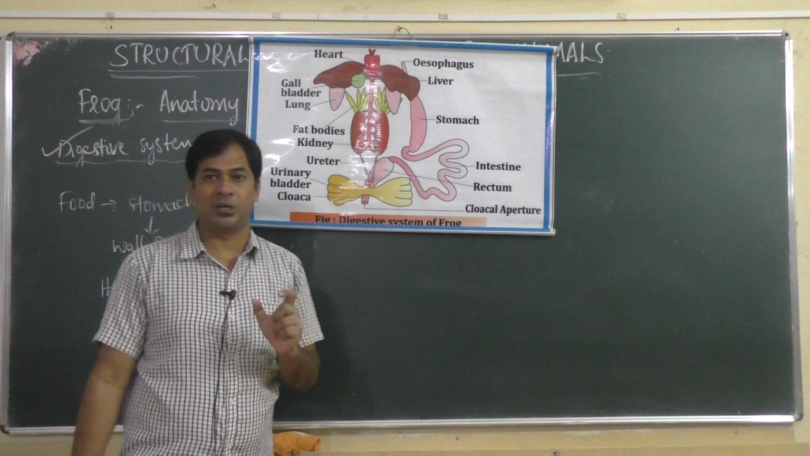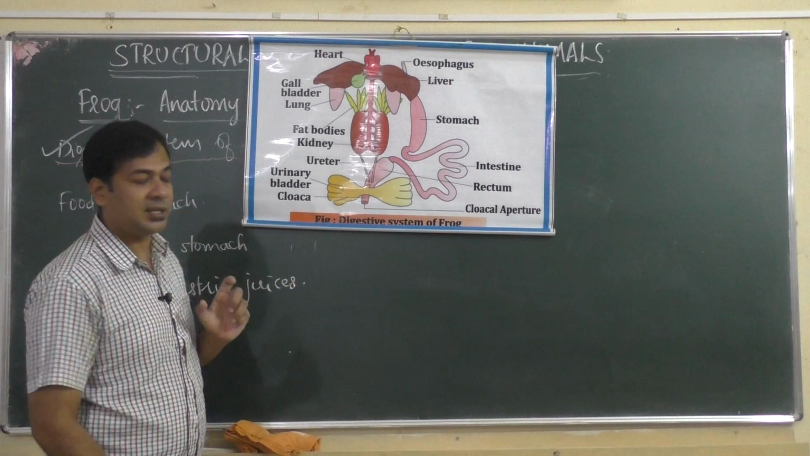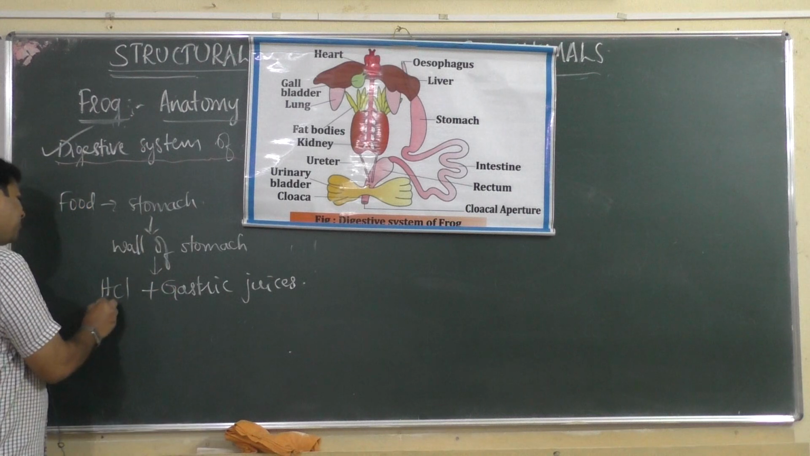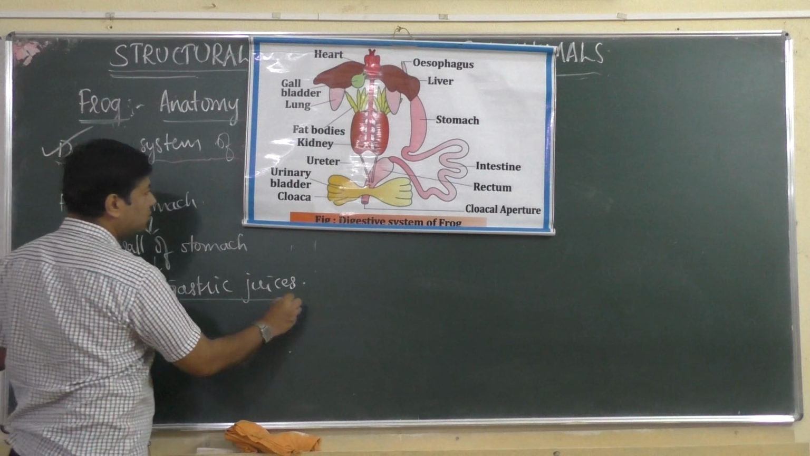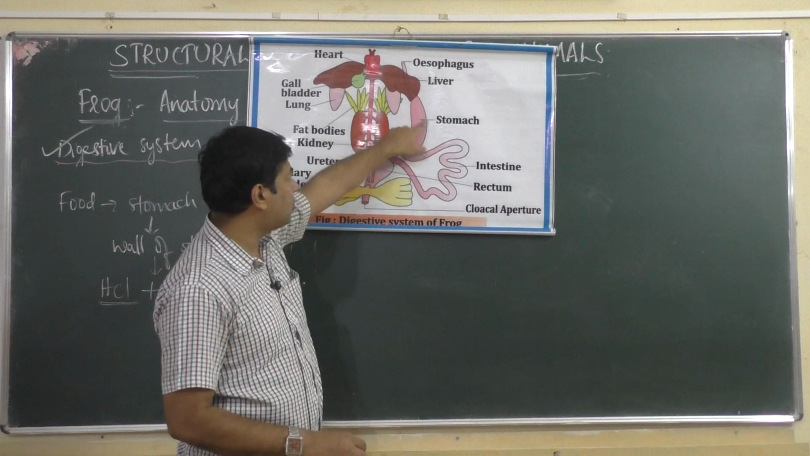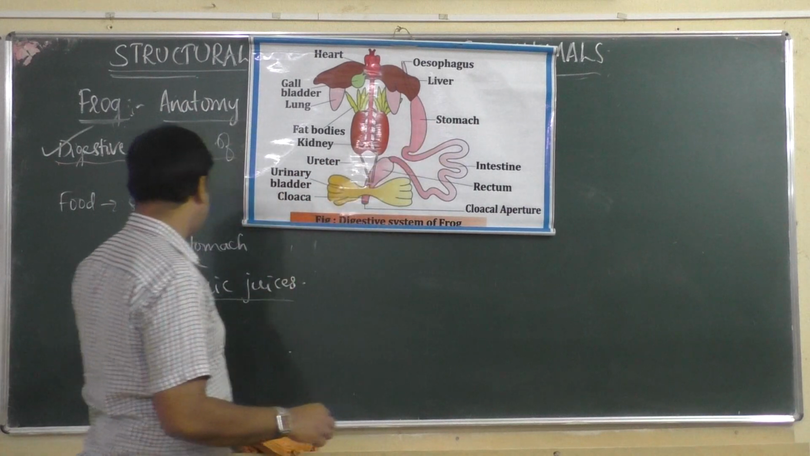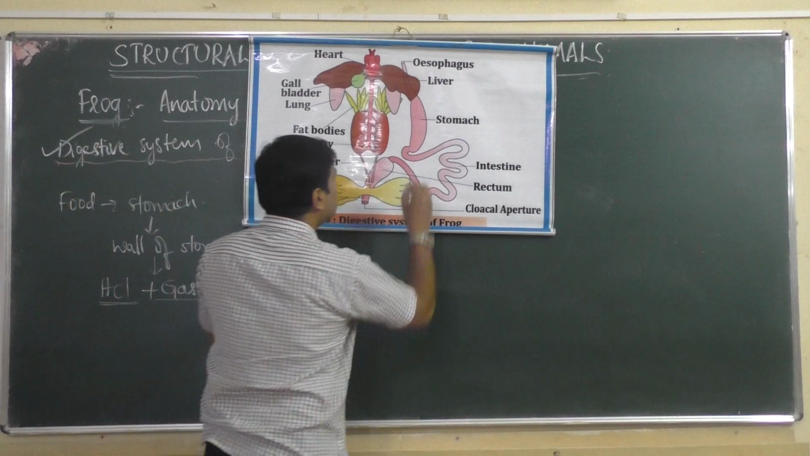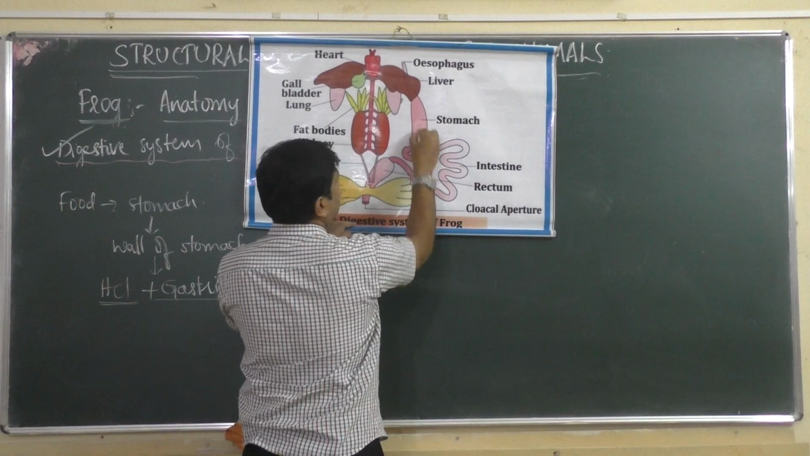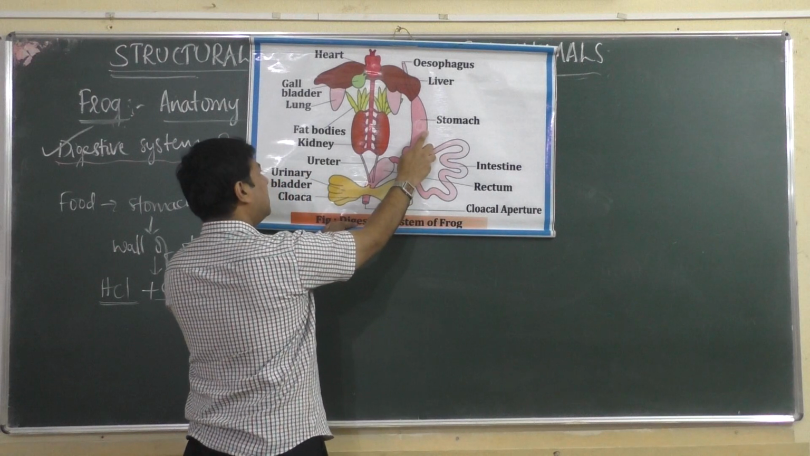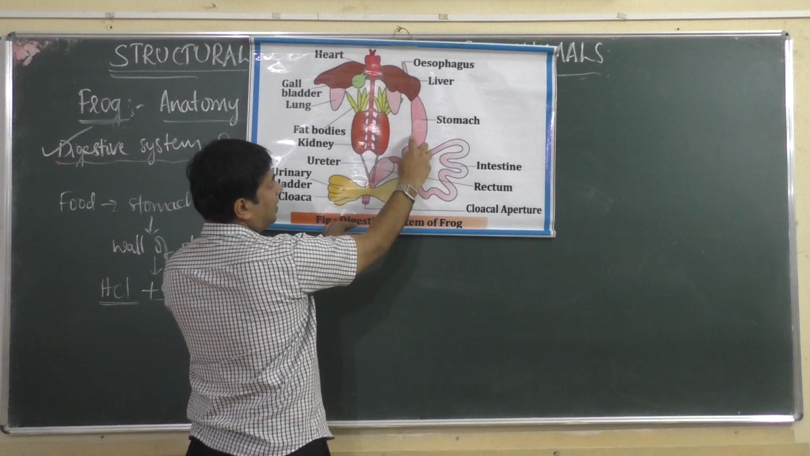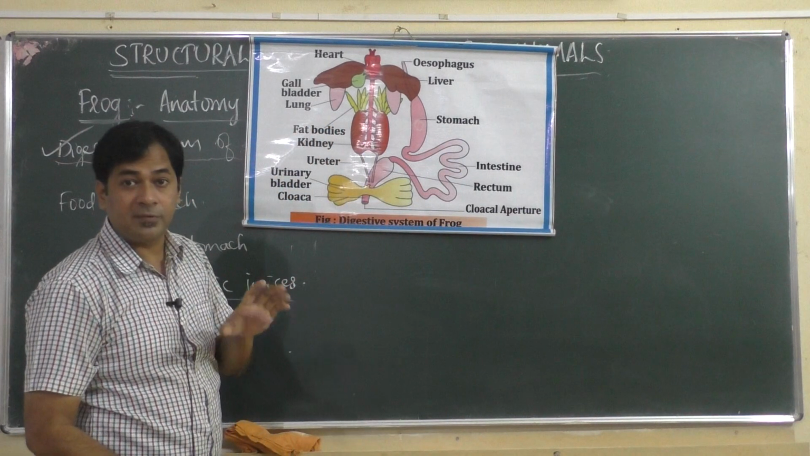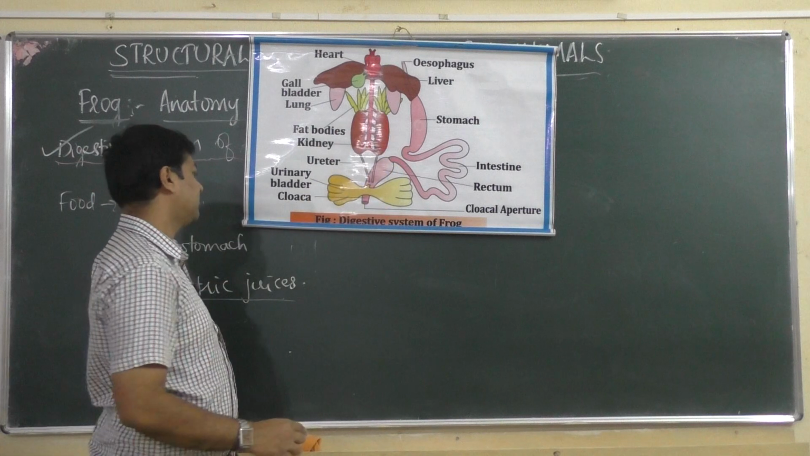Gastro word refers to stomach. Gastric juices are required for digestion. With the help of hydrochloric acid and gastric juices produced by the inner wall of the stomach, this HCl and gastric juice mixes with the food. Suppose now food is here. The wall of the stomach will release HCl and gastric juice. That gastric juice and HCl mixes with the food, and the first step of digestion starts in the stomach.